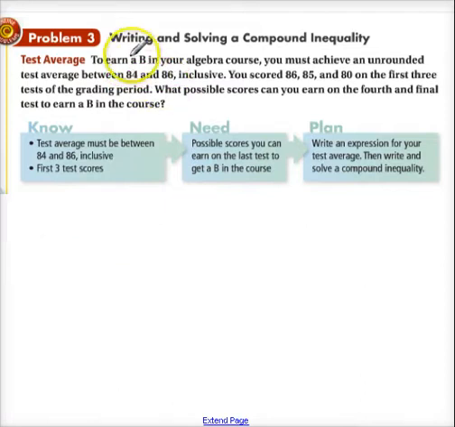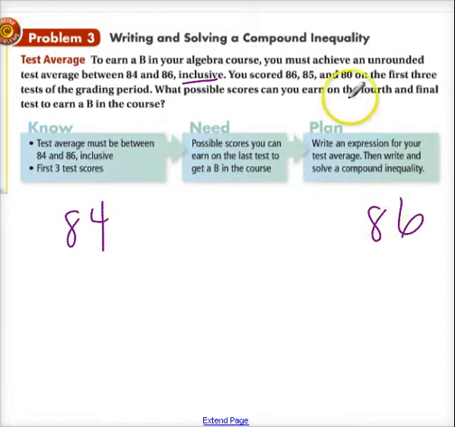Okay, so test scores between 84 and 86 inclusive. You scored an 86, 85, and 80 on the first 3 tests. What possible scores can you earn on the fourth and final test to earn a B in the course? So we need to set up a compound inequality. This is going to be an and. We're going to start by putting what we need on the outsides to get the B that we would like. So inclusive means whatever we score on these tests, we want to be greater than or equal to an 84 and less than or equal to an 86.